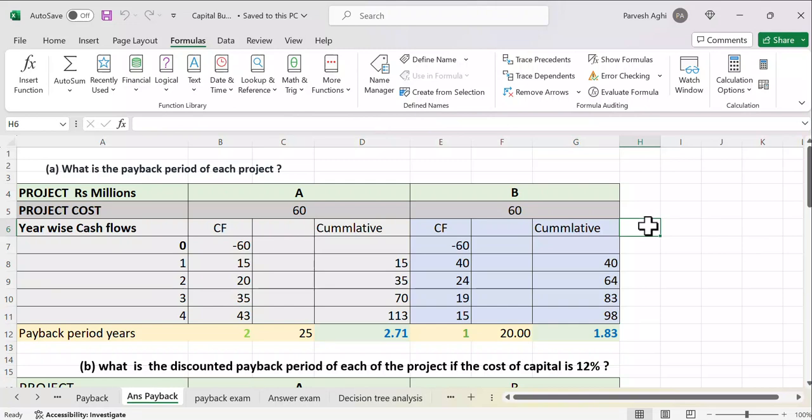हाँ, that means for this project you are going to recover all the money in 2.71. किसमें, इसमें? हाँ, इसमें 1 plus 0.83. इसमें देखो पहले 40 आ गया था, सेकंड में you are getting 64. फर्स्ट ईयर में 15 आया, सेकंड ईयर में 20 आया. 35 आया तो थर्ड ईयर में ही होगा, सेकंड ईयर में आएगा.